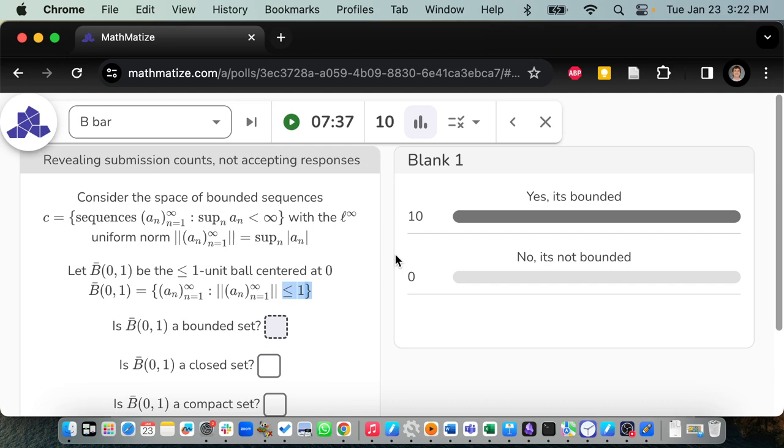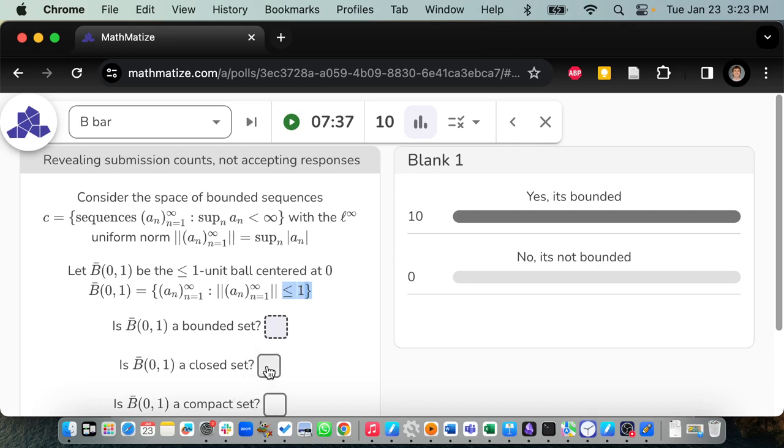Because when things are bounded, you have some number, and you just know the worst case scenario of your points. And when you know the worst case scenario of your points, you can start to do some things that you might want to do. So bounded is a good property. You all know this one is bounded, almost by definition.